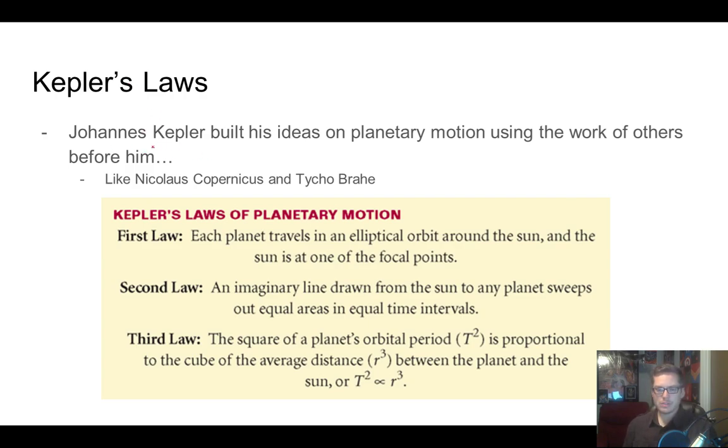Kepler was an astronomer, physicist, and mathematician who came up with three laws of planetary motion, and he based his ideas off of the original concepts provided by Copernicus. Remember, Copernicus is really the first guy who said the planets orbit the sun, not everything else orbiting the Earth, and then also Tycho Brahe.